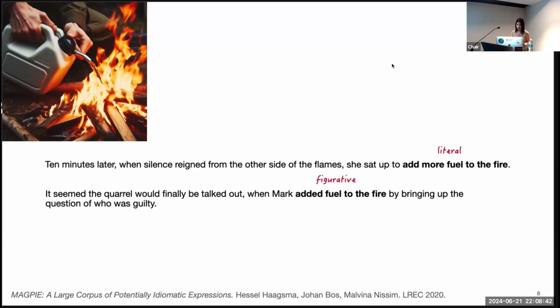In the first context, "10 minutes later, when silence reigned from the other side of the flames, she sat up and added more fuel to the fire." So this is actually literally adding more fuel to the fire. Whereas in the second sentence, "it seemed the quarrel would finally be talked out when Mark added fuel to the fire by bringing up the question of who was guilty." So this is the figurative usage.